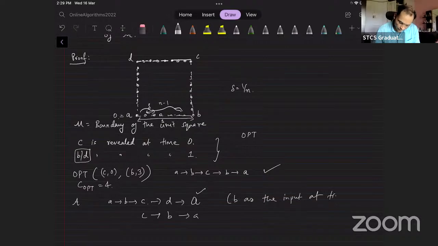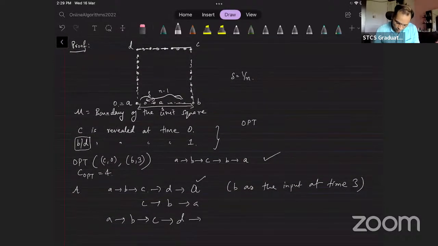At time 3, in which case what will happen? You'll go A, B, C. You have reached D at time 3. B is revealed. Now it's your choice. Do you want to go to C, B, A or D, A, B, A?